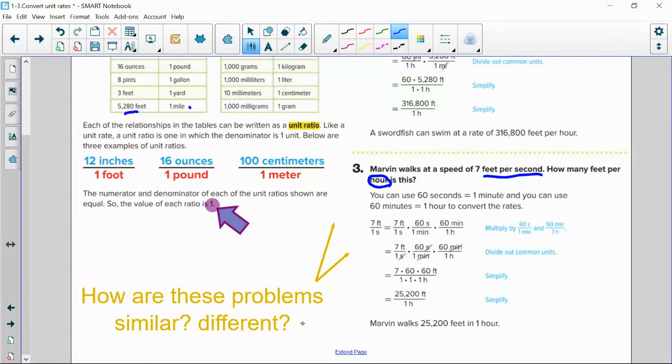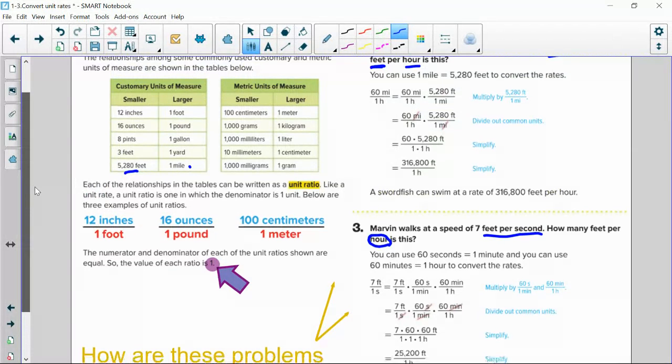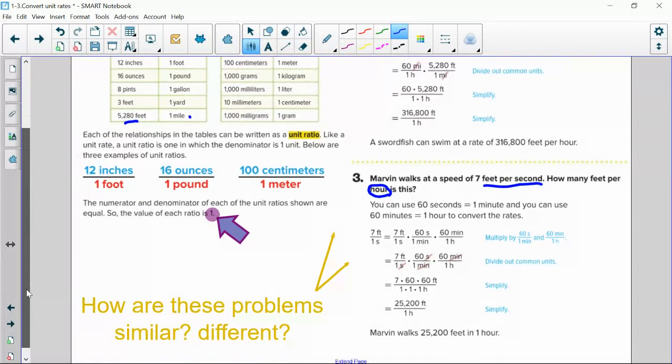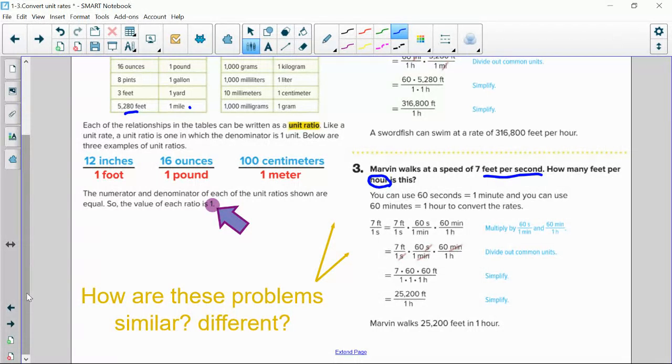So how are these similar and how are they different? Well, they're similar because we had to multiply. Okay, so if you notice, we multiplied in both. With this one, we only multiplied once. This one, we actually had to multiply 3 times. In problem number 2, we had to change from miles to feet, whereas this time we went from seconds to hours. Okay, they both had us cross out our common units and simplify to give a single answer.